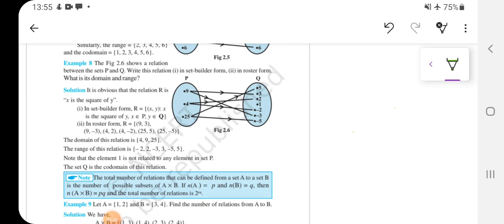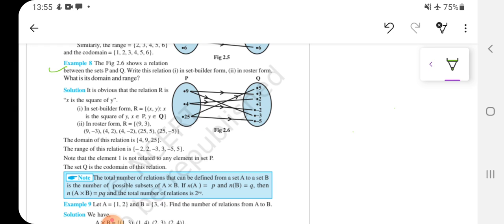Evening class. Today we are going to discuss further on the relation chapter. Yesterday we discussed the relation, domain, range, and some forms of relation, right? Some examples for relation. Today also we are going to discuss some examples on this only. So first example is example number 8.